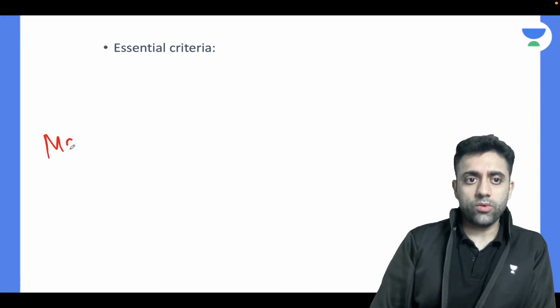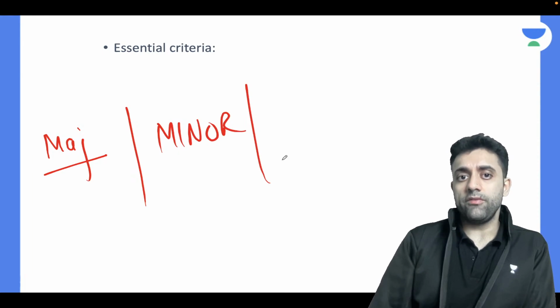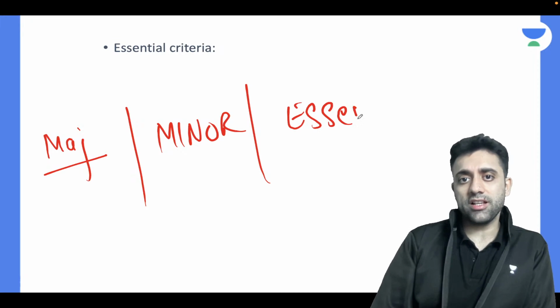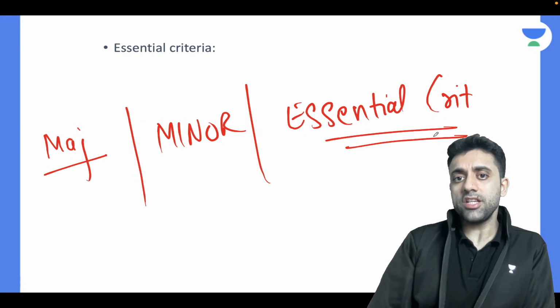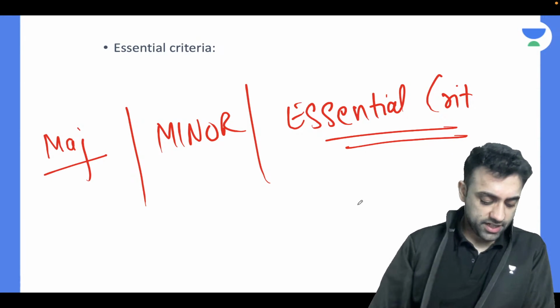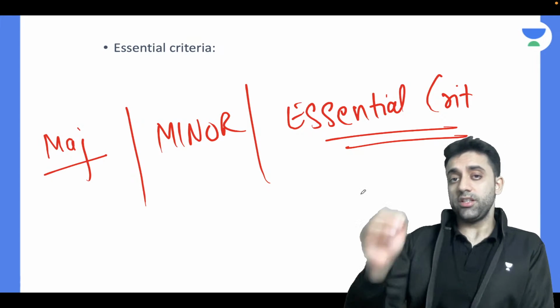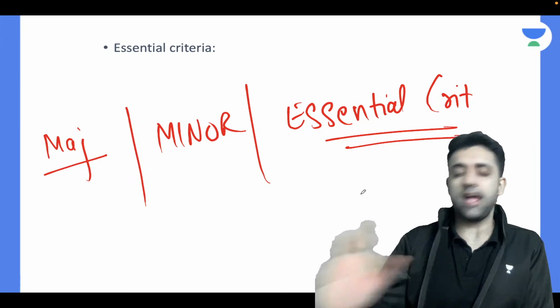Next, essential criteria. Now we know what is the major criteria and what is the minor criteria. We also have the essential criteria in a case of rheumatic fever. Anyone? What is the essential criteria we have? At least you are participating. The more you participate, the more chances you have to clear the exam. It's as simple as that.